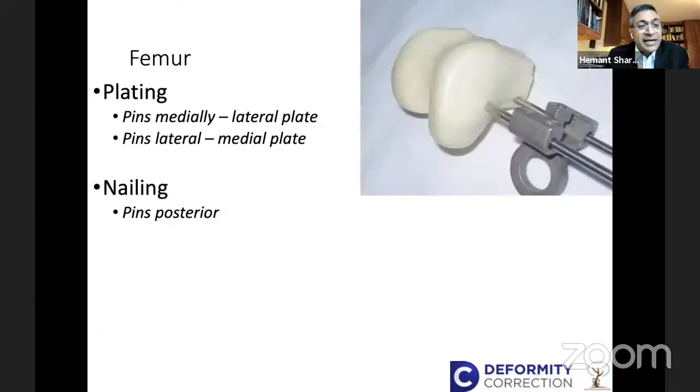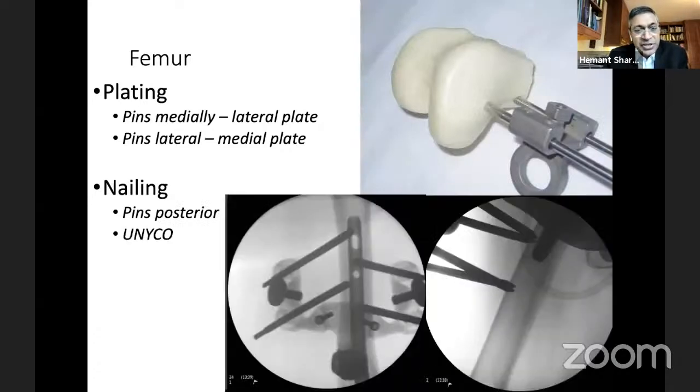If you're doing the nailing, put the pins posterior, or you can use a fixator assisted technique. And this is an example of a fixator assisted nail where the fixator is on, and still you can pass your nail quite easily. And again, this is a fixator with the pins on. This is the total hip replacement in the first patient I showed you, and the pins are not touching the prosthesis.